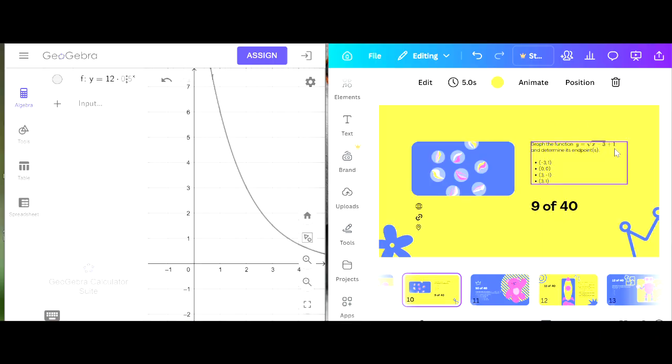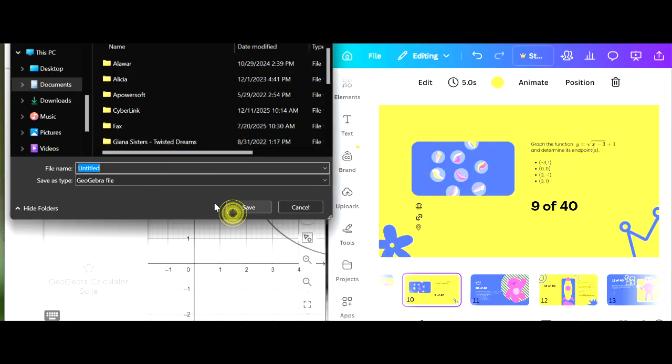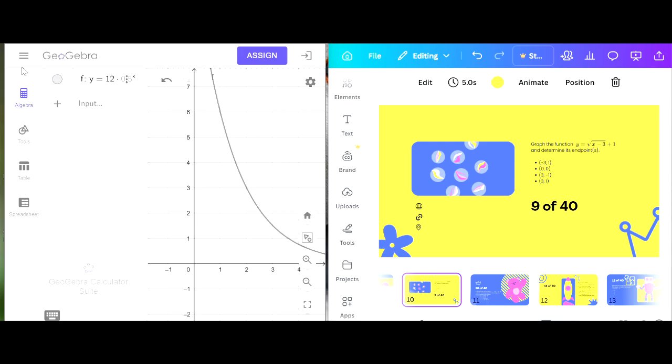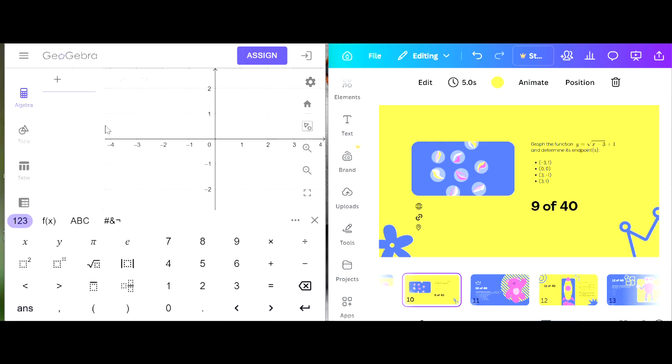It says graph the function and determine its endpoints. So let's go ahead and clear all. Oh, I didn't want to save it. That's dumb. Why would I ever want to save any of this garbage? I never want to do this ever again.